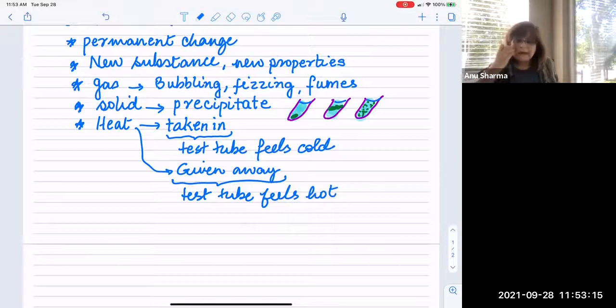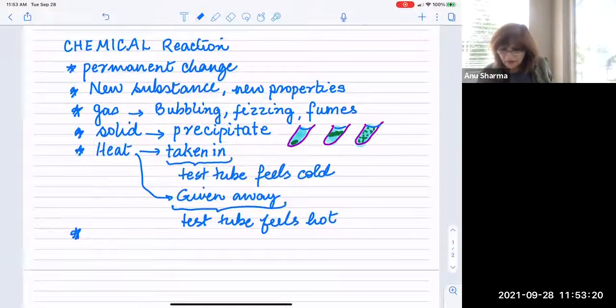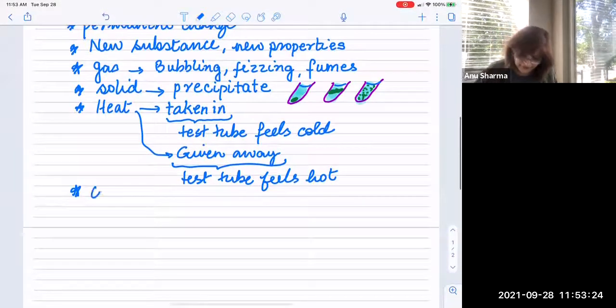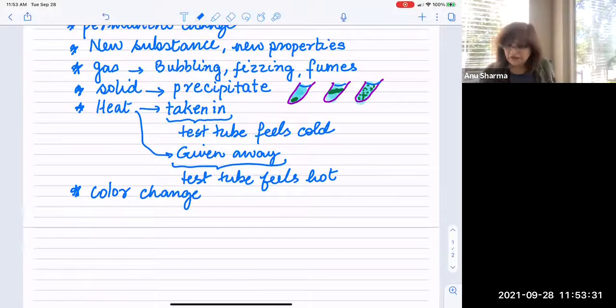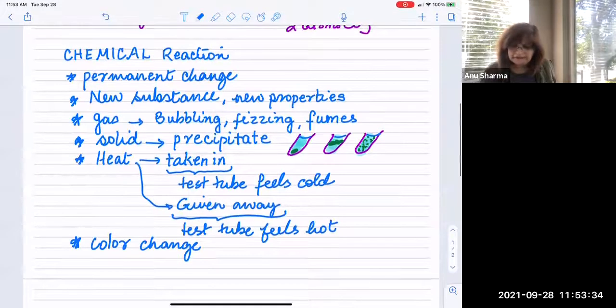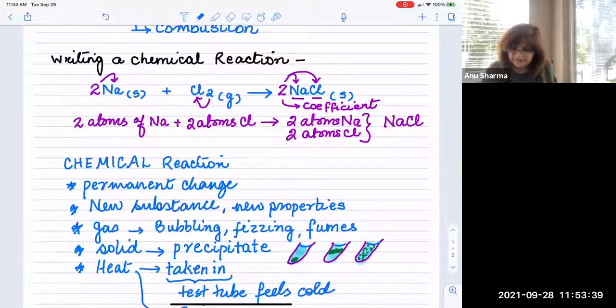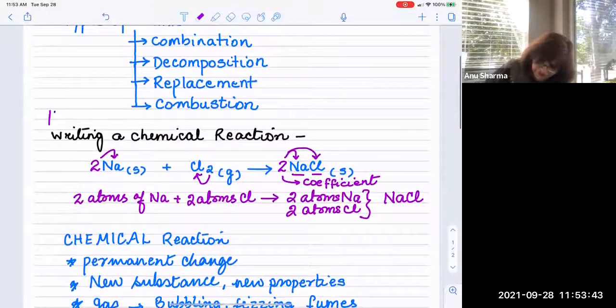Sometimes you may just see a color change, or you may not see a color change. So it's not always a color change or a permanent change, but still something has happened. This is a basic introduction to writing a chemical reaction, or what a chemical change is. It is the language of chemistry.